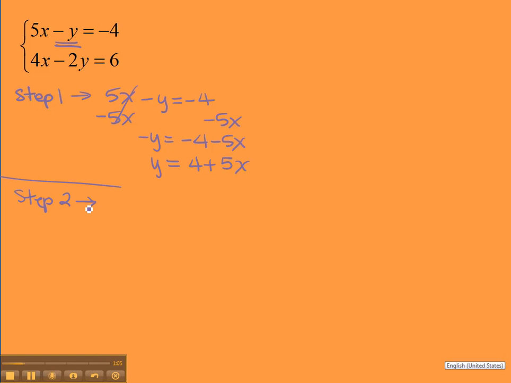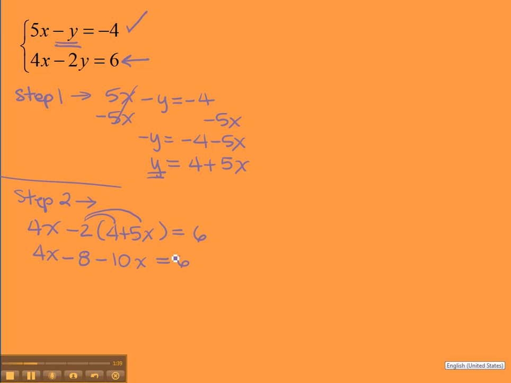And we're going to plug that into the other equation. I just used this equation, so now I'm going to go down and use that one. Since I solved for y, I'm going to leave a big space where the y is. So we have 4 plus 5x. First we distribute, so I'm going to carry down this 4x. Negative 2 times positive 4 is negative 8. Negative 2 times positive 5x is negative 10x.